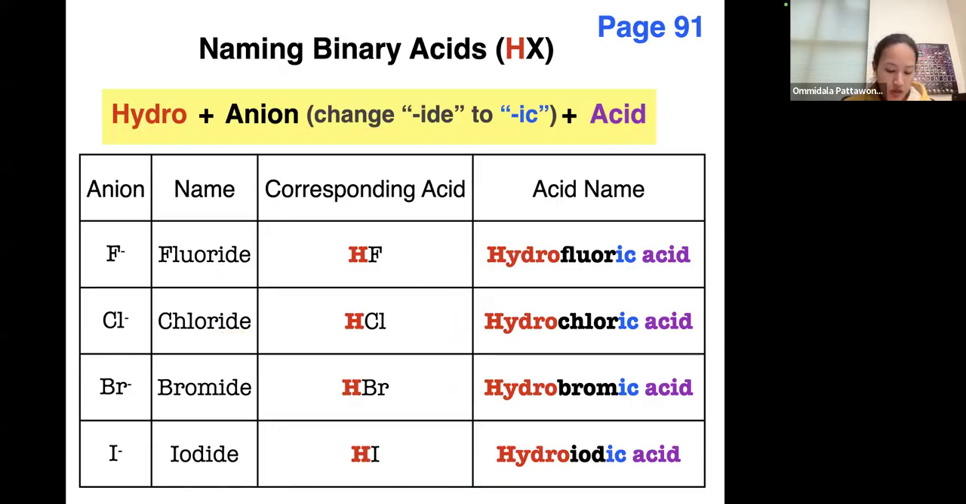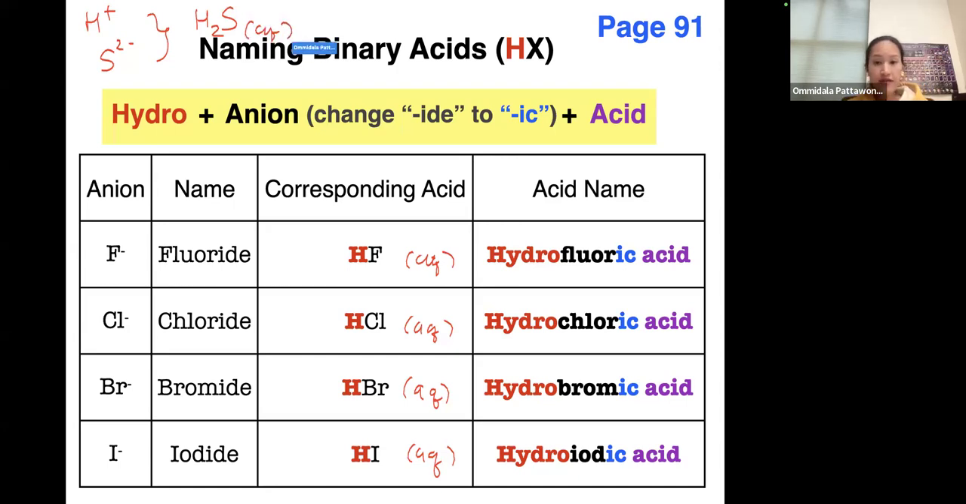So let's try to do one more. I'm just going to do AQ here real quick. What about the combination between sulfur and hydrogen? What would be the name of this acid, or what is the corresponding acid of this? The corresponding acid would be H2S, because sulfur is 2-, so we need 2 of H, and with the S, the name of this acid would be hydrosulfuric acid. So sulfide changes to sulfuric acid. And this would be an acid, so I have to have an AQ.